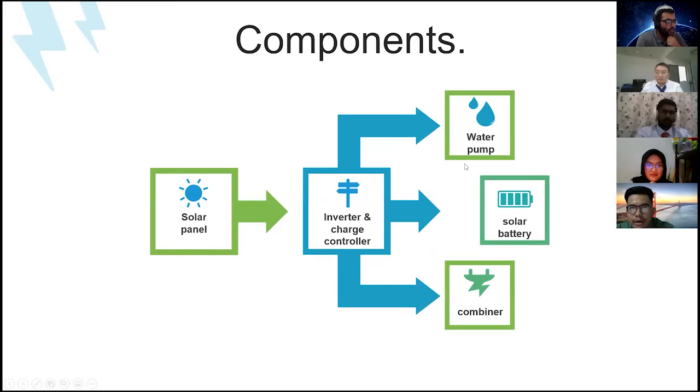So next, right now we are going to talk about simplifying components. We are going to make it as simple as possible. The components that we need are a solar panel, and then we are going to use the inverter and the charge controller, which will control the water pump motor, and it can also control the solar battery that we are going to use as a backup battery. And then we have the combiner, which we will also use so we can control the whole system together.